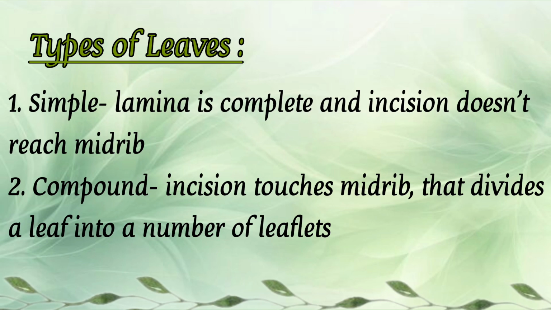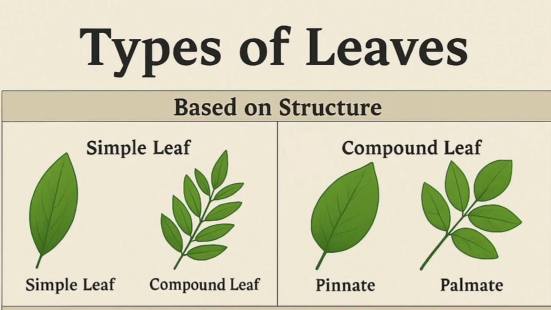Leaves can also be classified as simple leaves and compound leaves. In simple leaves, the lamina is undivided. In compound leaves, the lamina is divided into several small leaflets. Compound leaves are further of two types, pinnately compound and palmately compound.